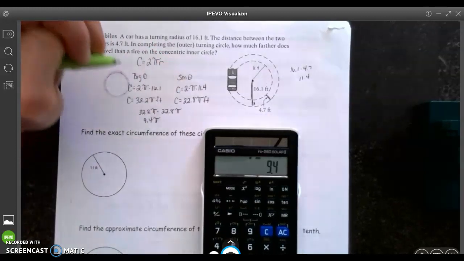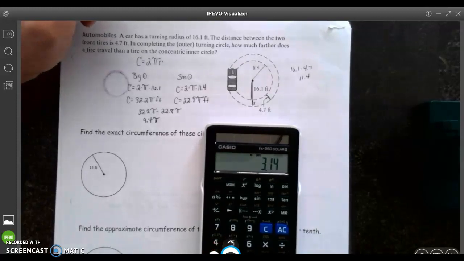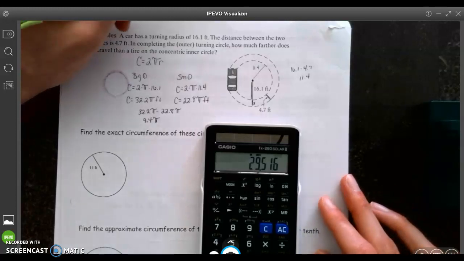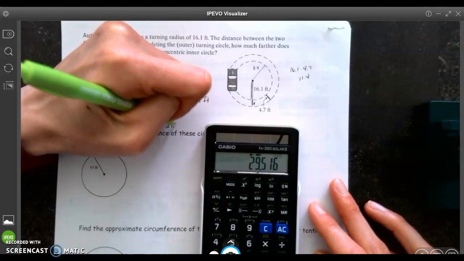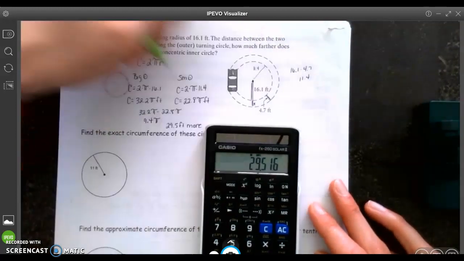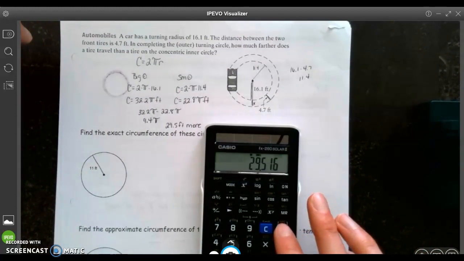But this is a real life problem, and 9.4 pi is not a real life answer. So then I'm going to go ahead and say 9.4 times 3.14 to tell me that really those 2 outer tires are traveling 29.5 feet more every time they go around the circle. Okay.